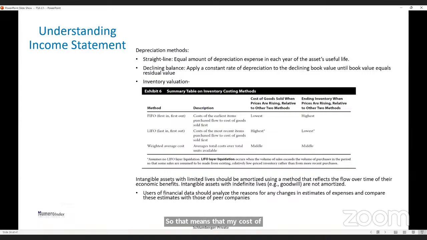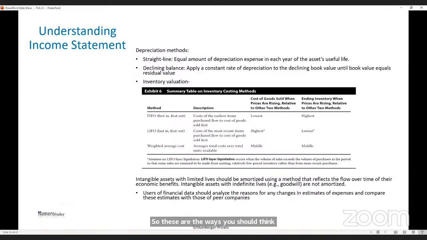Then my profit margin is going to be what? Higher. But what will happen to my inventory? My inventory is going to be what? Higher. If your inventory is higher, what happens to your inventory turnover? As compared to LIFO, it's going to be lower. So these are the ways you should think about it. Juggle it in your mind, right?